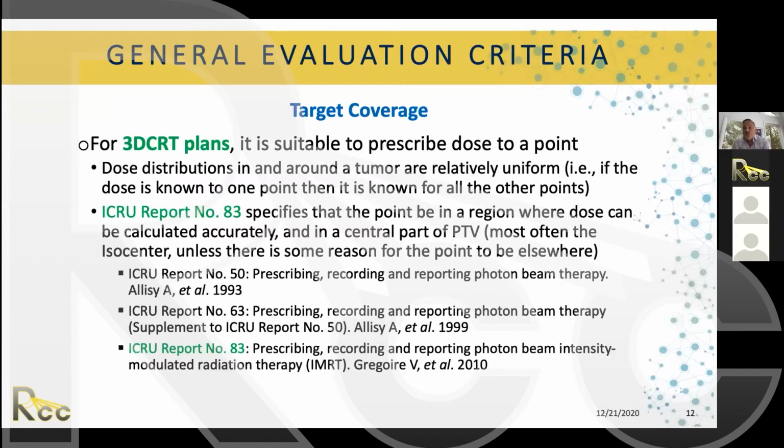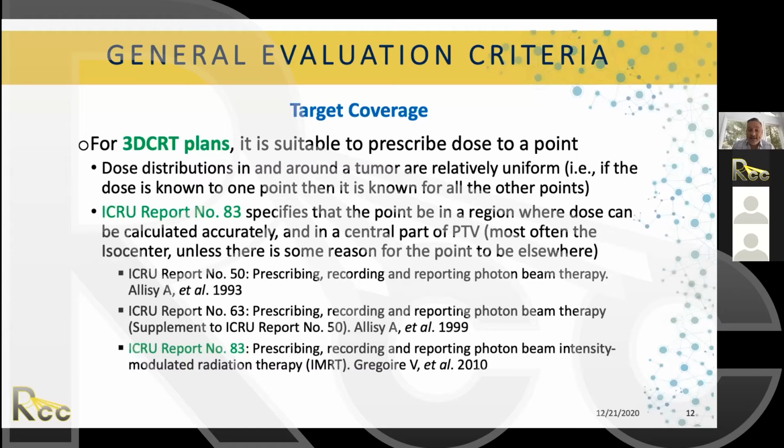As we all know, for 3D CRT plans, it is very suitable to prescribe to a point. That's what we normally do when we do a 3D plan or just an APPA or something. We prescribe the dose to a point, just because the dose distribution in and around the tumor is relatively uniform. That's why we can do that. If we know the dose at one point, we can easily know the dose at all the other points, because we're using uniform beams to treat the patient.